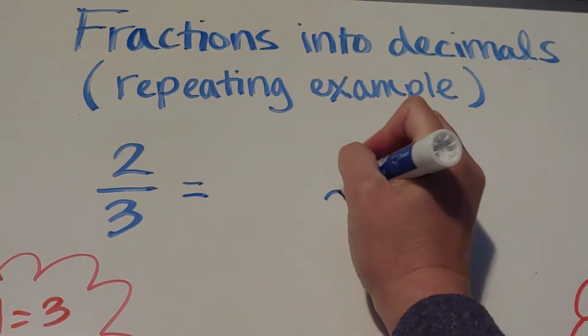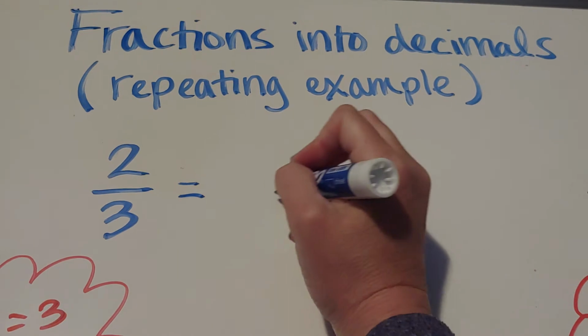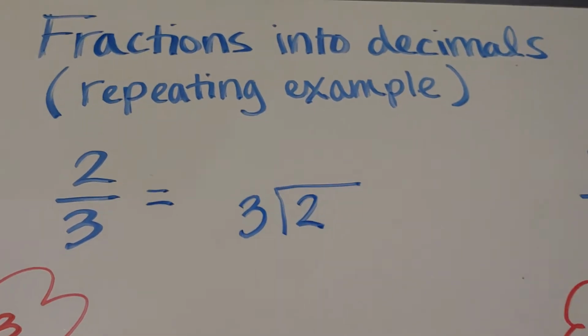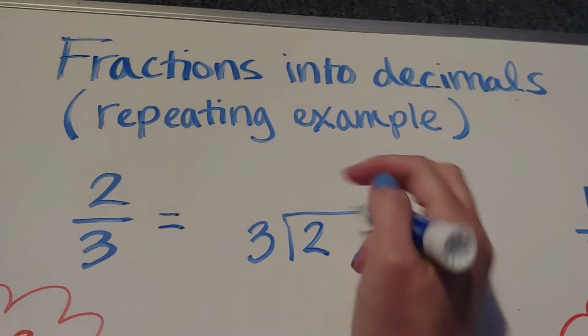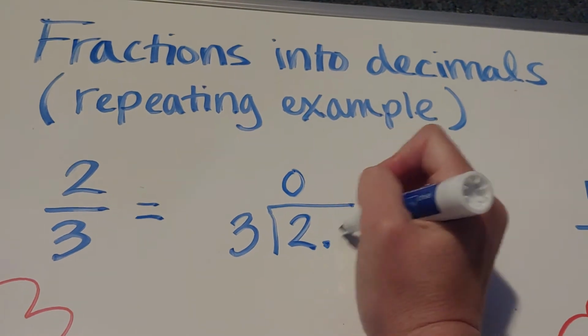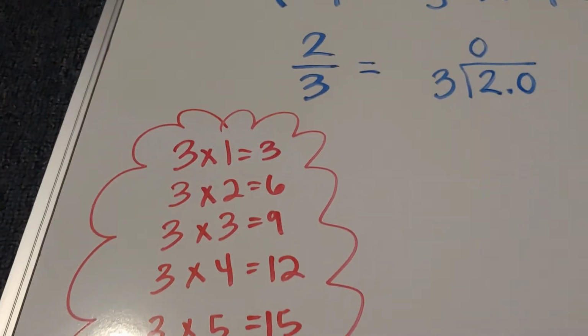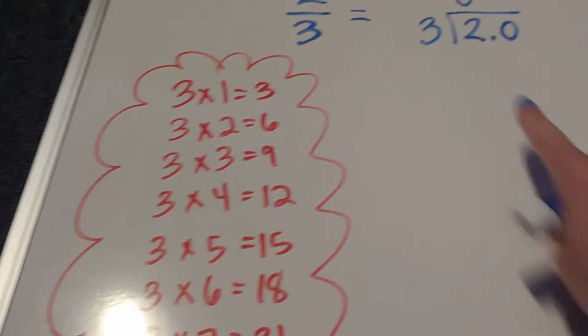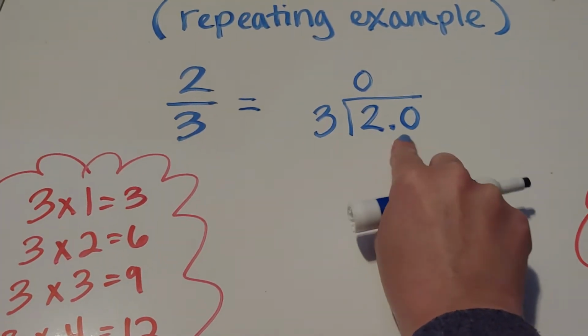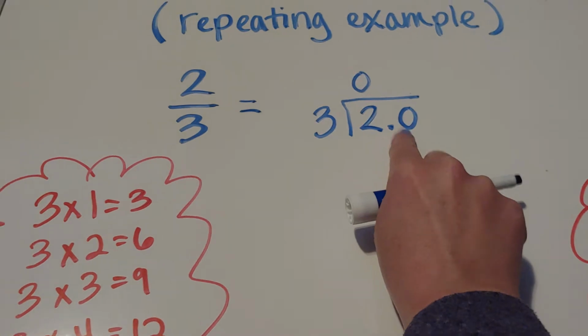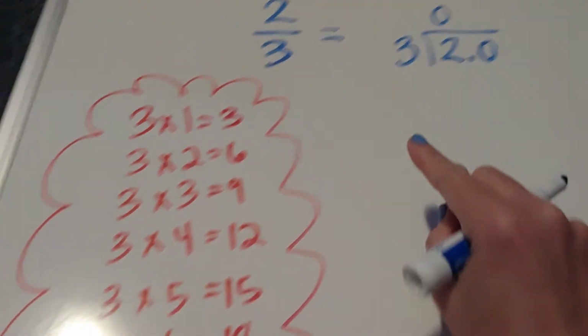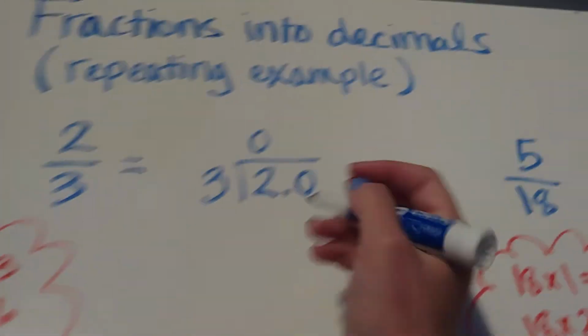So that means that the 2 goes in the house, the 3 goes out. Now 3 does not go into 2, goes in 0 times, so I have to add a decimal and 0 to start the fun. So here's my 3 times tables, and again, when I'm doing this, I don't want to read this as 2.0, I want to read this as 20. So 3 goes into 20, 6 times for 18.